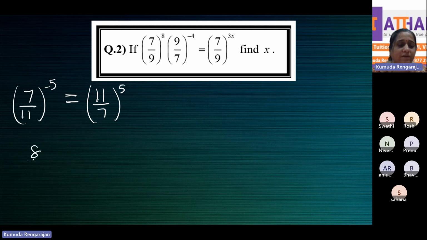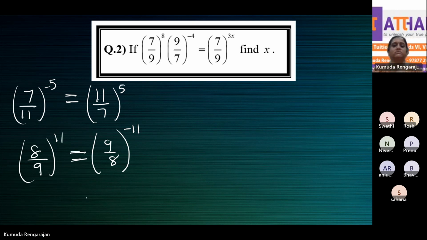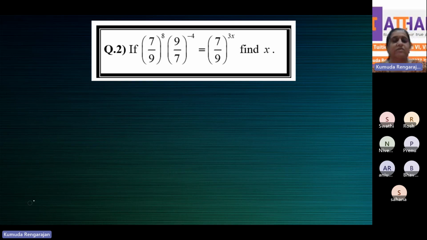Now supposing you have 8 by 9, the whole power 11. You want to write this in a different way. So what should you do? Take the reciprocal of the base. 8 by 9 will become 9 by 8. And write the negative of the power. +11 will become -11. Now these two are equal. So to write the equivalent, you should take the reciprocal of the base and write the negative of the power.